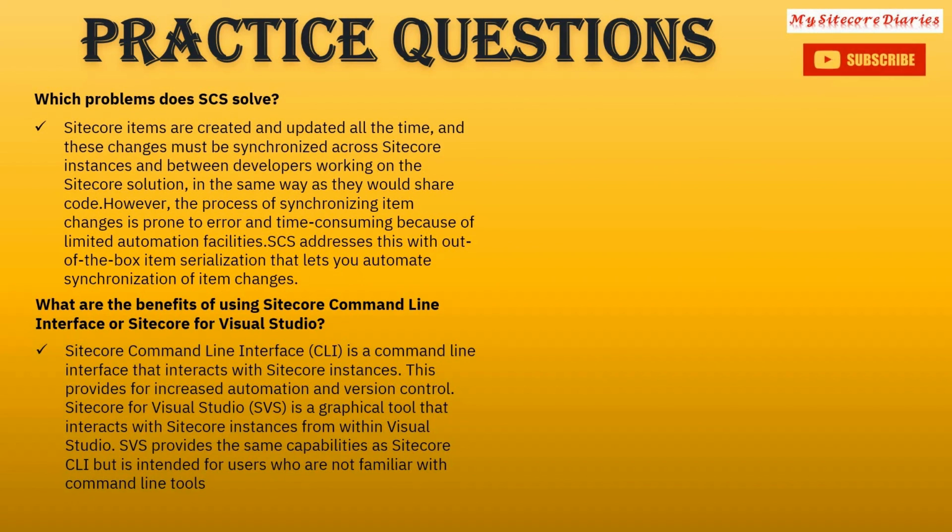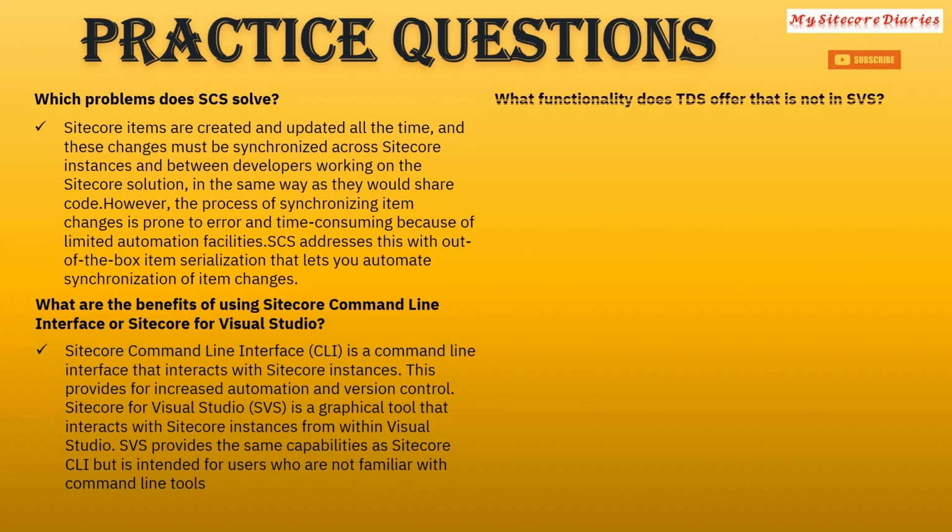SVS provides the same capability as Sitecore CLI, but it is intended for users who are not familiar with command line tools. So basically the command line interface is mostly used for automation, and Visual Studio is for users or developers who are new and not aware of commands. If they are not aware, then Visual Studio is useful. In practical terms, if you are using Unicorn, then the CLI will be very useful. If you have hands-on experience with TDS, I think Visual Studio will be more useful.